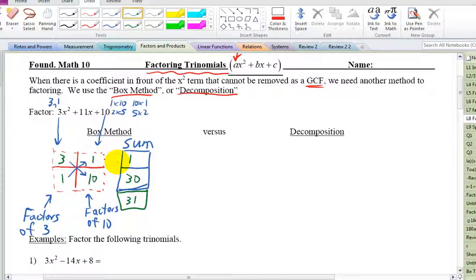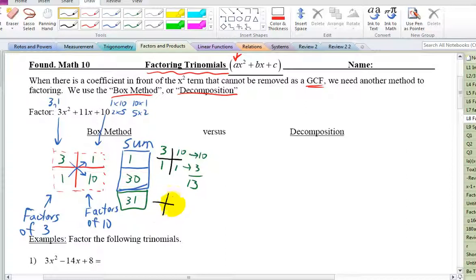Are we even close to 11? No, not at all. Okay, so let's switch them up. Let's try 10 and 1. So you're going to have to erase this. It's not a big deal. Or just draw another box. That's what I'm doing. Drawing another box is useful because then you'll know which options you've already tried. Okay, so I'm going to leave 3 and 1. Don't change it. But let's go 10 and 1. Okay, so let's cross multiply. And we'll get 10 and 3, giving us 13. Is that what we want? No.